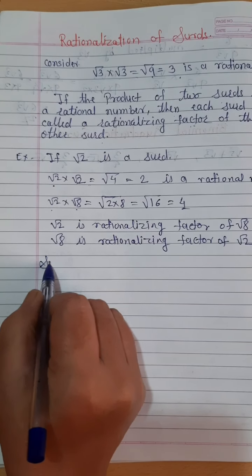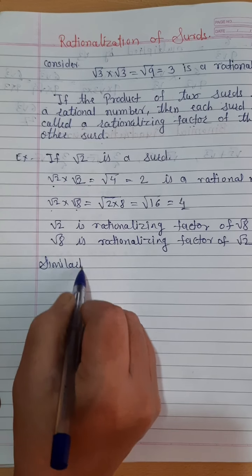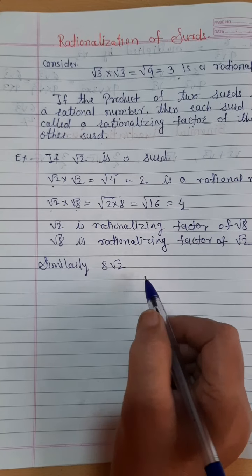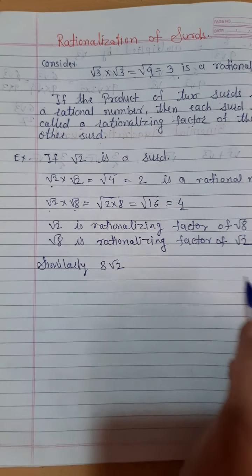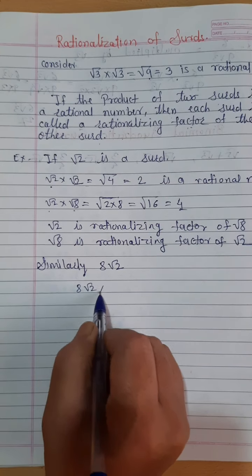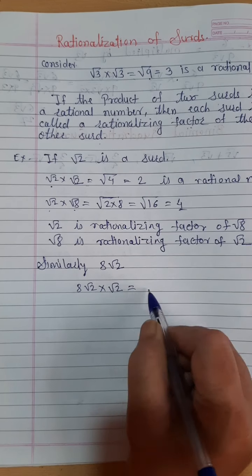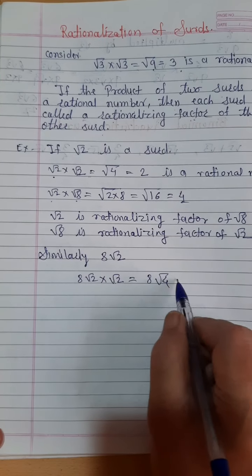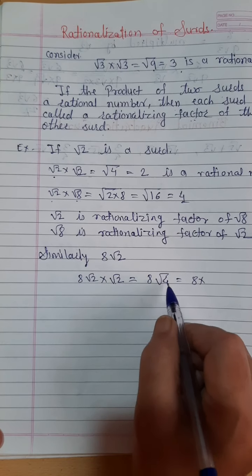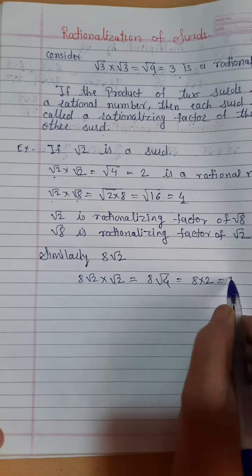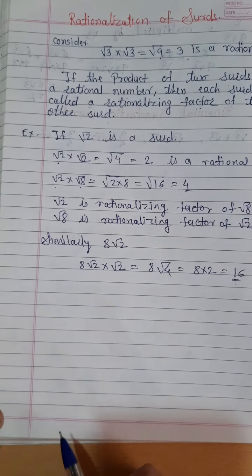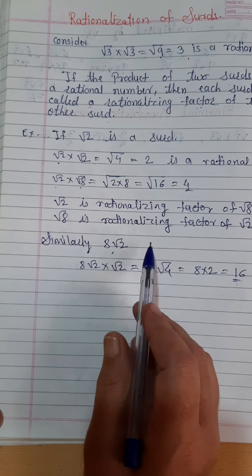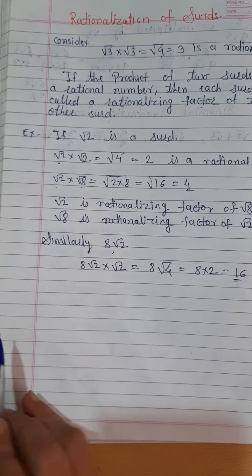Similarly, here 8 root 2 is also a rationalizing factor of root 2 because 8 root 2 multiply root 2 is equal to 8 into root 2 to the 4, which is equal to 8 multiply square root of 4, which is 2, equal to 16. 16 is a rational number and therefore 8 root 2 is also a rationalizing factor of root 2.